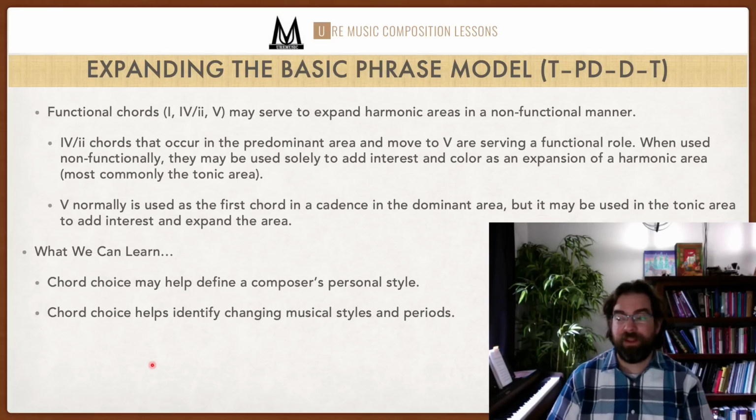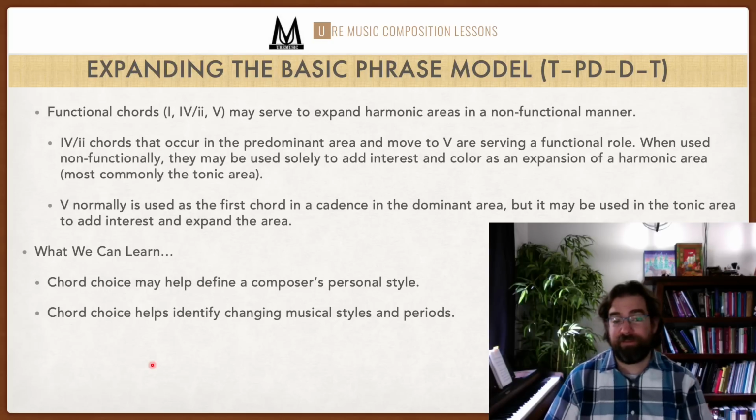So what we can learn from this is that chord choice may help define a composer's personal style. You may see that Bach likes to use a lot of 6/4 chords in the tonal areas. Or maybe Mozart prefers to use more stable chords, likes to use 4 chords and 2 chords. So you can start to get an idea that Beethoven likes to do this, Mozart likes to do this, and you can get a better understanding of what makes their music somewhat unique harmonically.